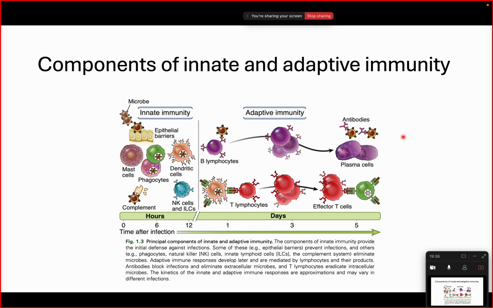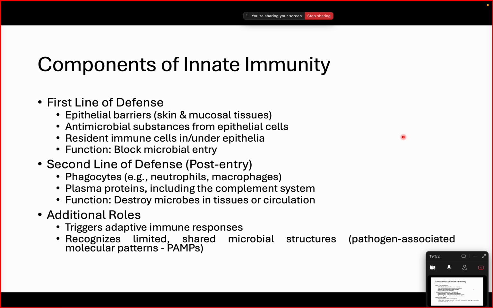Now we'll see how these cells and components of the immune system work individually, and then how they work together to come up with the organized immune response. The components of innate immunity: it is the first line of defense.